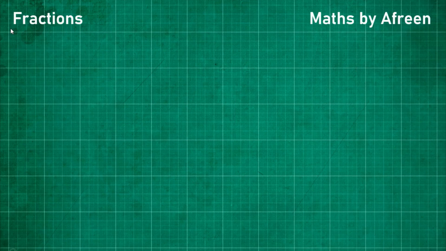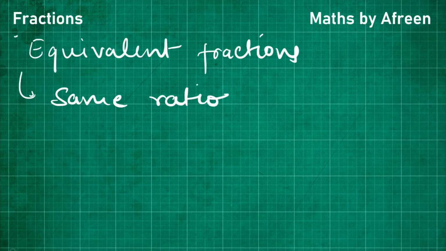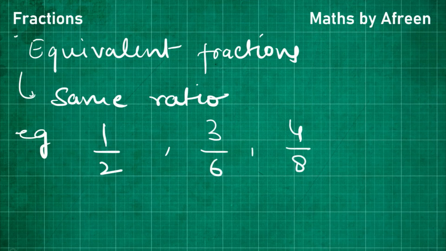Now we will talk about the last topic of this class, that is equivalent fractions. Equivalent fractions are those fractions where we have the same ratio. I repeat myself, the same ratio. For example, we can take 1 by 2, 3 by 6, 4 by 8 and 5 by 10.